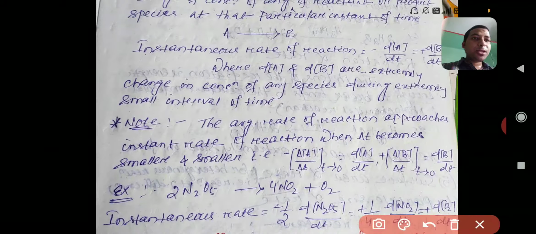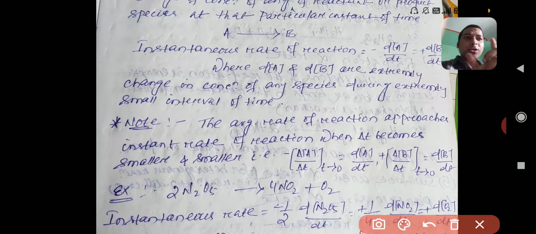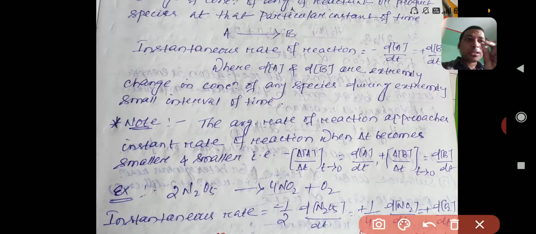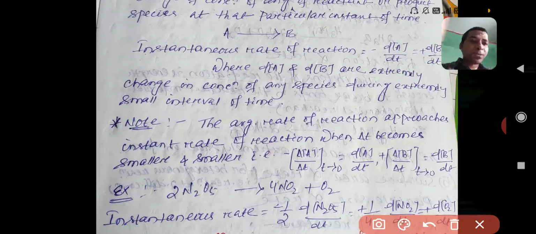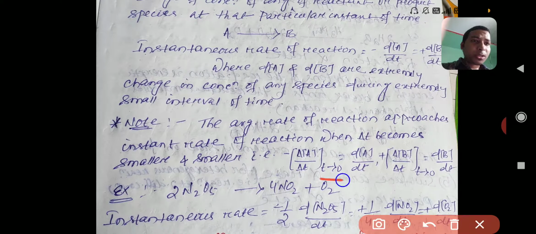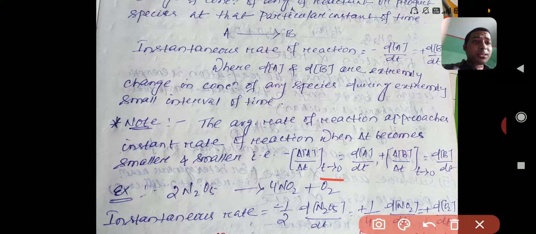So note that the average rate of reaction approaches the instantaneous rate of reaction when del T becomes smaller and smaller. Average rate of reaction is determined over an appreciable range of time. So when the time approaches 0, the average rate of reaction will approach the instantaneous rate of a reaction. The expression for average rate of reaction is minus del A by del T. When del T approaches 0, it will convert into what? Instantaneous rate, that means minus dA by dt. In the same way, plus dB by dt, when time approaches 0, average rate of B is equal to instantaneous rate of B, dB by dt.